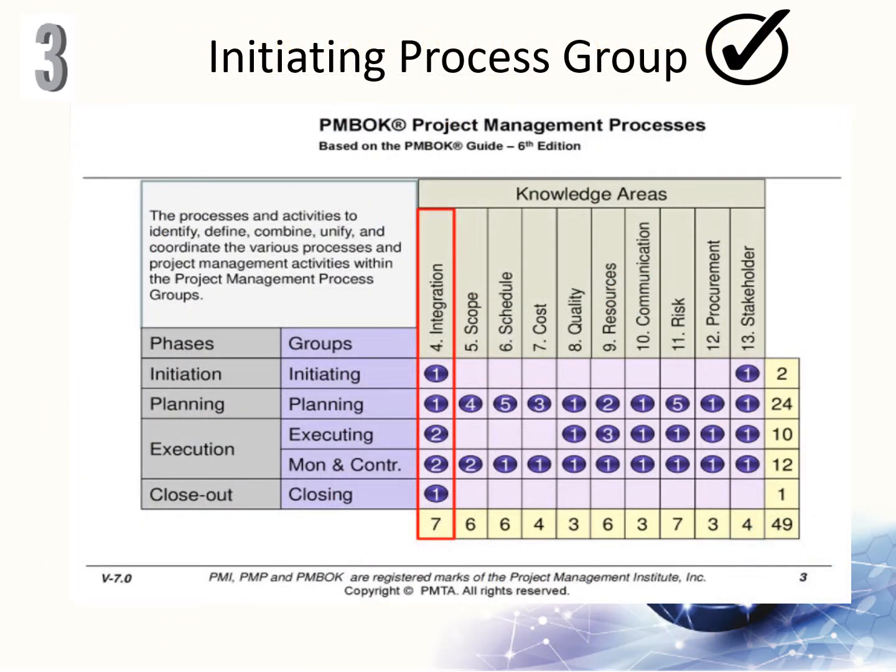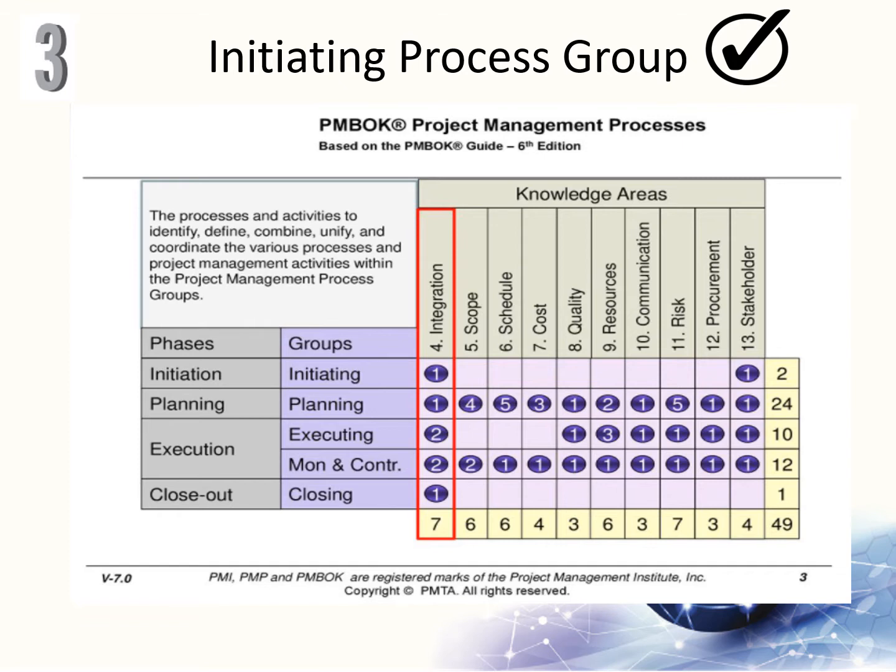So, as we have here in initiating process group, no? Based on what we have here, the phases are initiation, planning, execution, and close out. So, when it comes to groups, we have initiating group, planning group, executing group, monitoring and controlling group, and closing group. Then, under knowledge areas, we have integration, scope, schedule, cost, quality, resources, communication, risk, procurement, and stakeholder. The processes and activities to identify, define, combine, unify, and coordinate the various processes and project management activities within the project management process group.